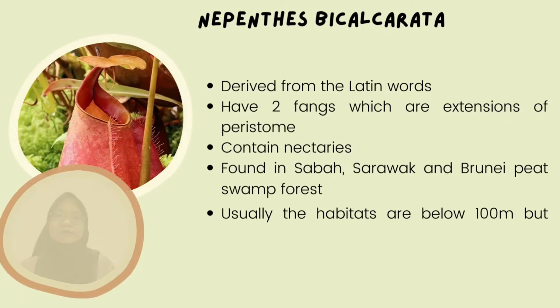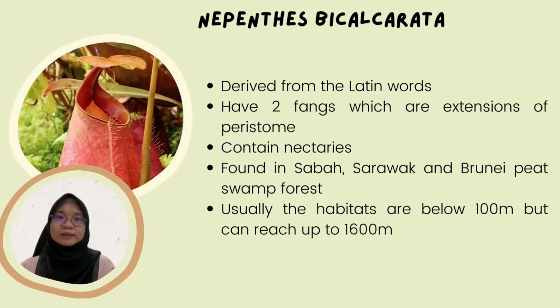The word bicalcarata itself is derived from Latin, whereby bi means two, and calcarata means spur. The two fangs that we see right now are the spurs, which are extensions of the peristome that contain nectaries. The native Bicalcarata can be found in peat swamp forests below 100 meters, but can reach up to 1,600 meters, located in Sabah, Sarawak, and Brunei.